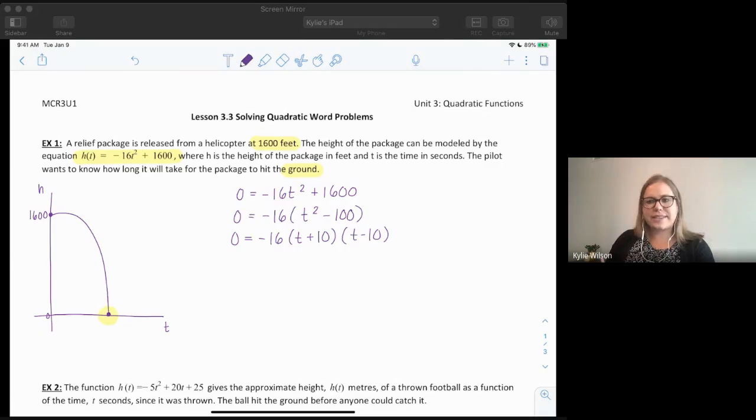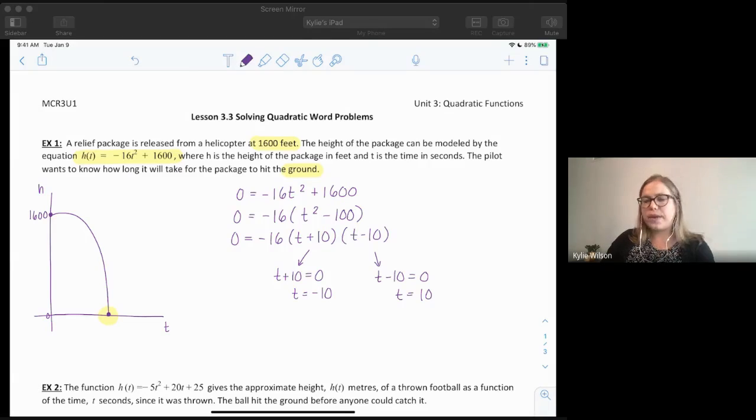And now I can set both brackets equal to 0. This negative 16 in front, we actually don't need to worry about it because we could just divide it out on both sides, but we don't need to worry about it. So let's just set both of these brackets equal to 0. So I'll have t plus 10 equals 0 and t minus 10 equals 0, like this. And now let's solve for our t's. So for this first one, that 10 goes to the other side, so we'll have t equals negative 10. And for the other one, we're going to have t equals 10.